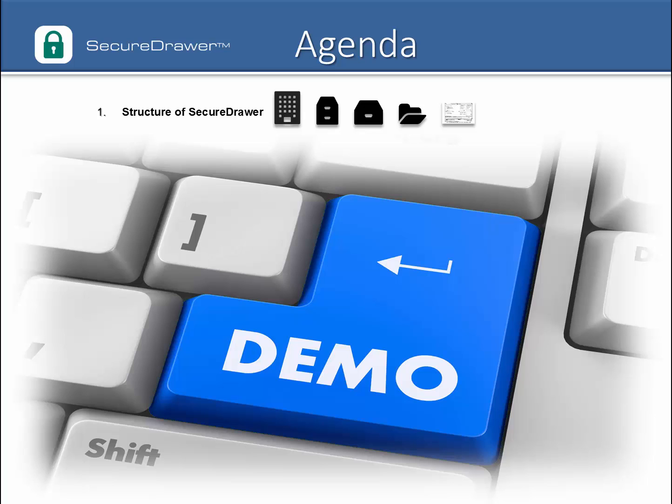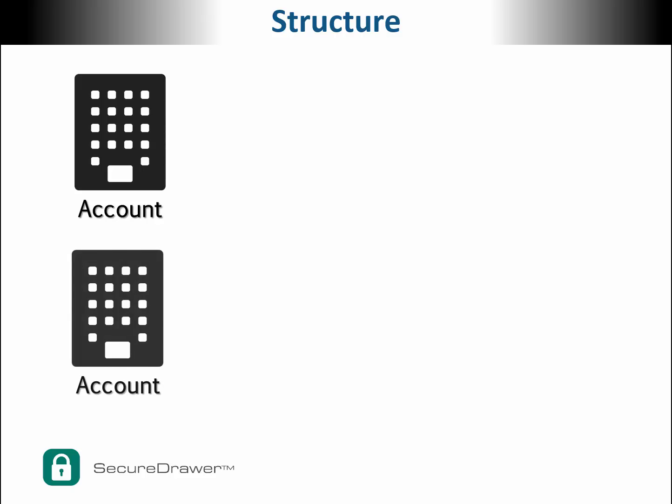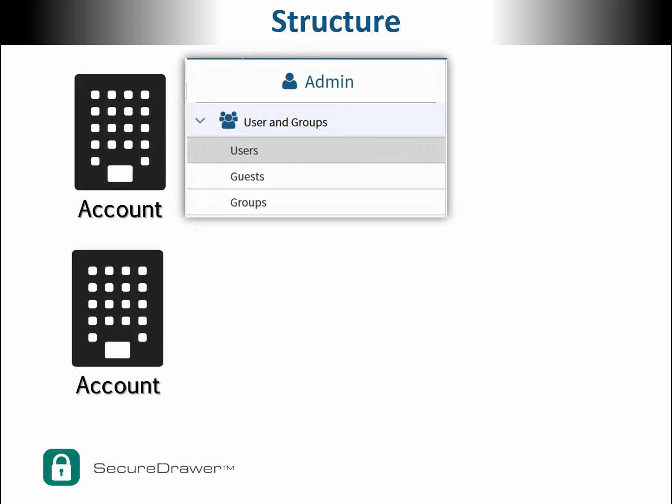Okay, number one, structure. The uppermost structure of SecureDrawer is the account. You will see this icon representing your account when you log in. Most likely you will only see one account. However, if you are a guest user or a user of multiple SecureDrawer accounts, you will see them too. Your email address uniquely identifies you to a SecureDrawer account. So if you use the same email address for more than one account, you will see those accounts when you log in.